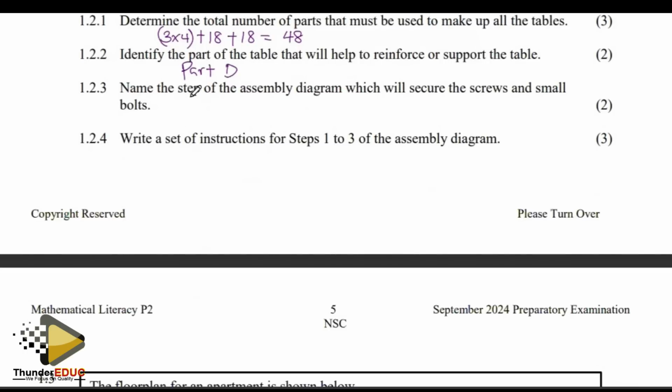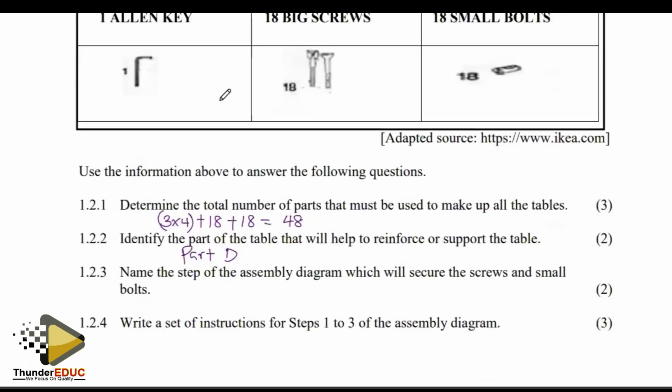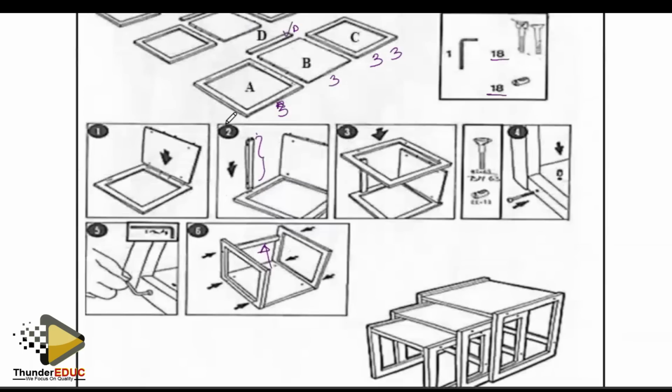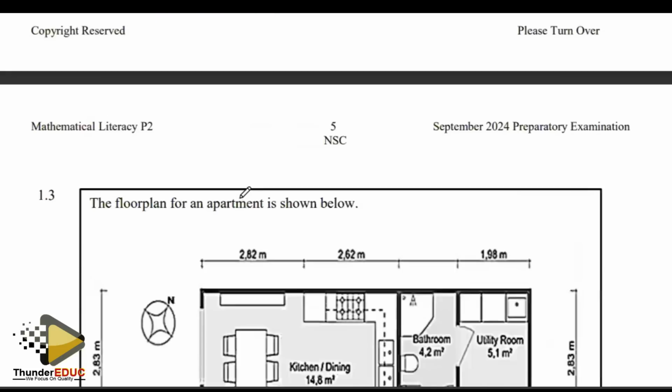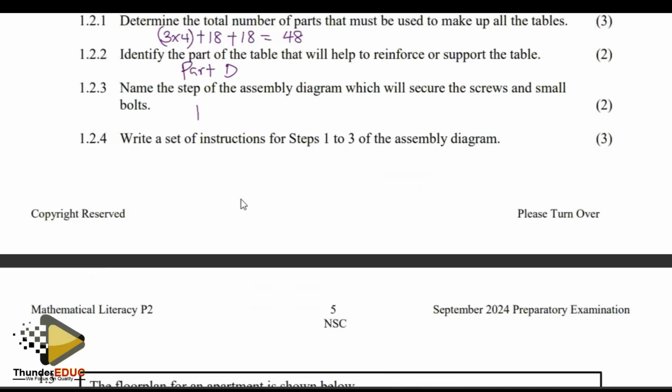Then name the step of the assembly diagram which will secure the screws and small bolts. The step that will secure this, here you are inserting them. They are not yet secure. In step 5, you are fastening. You're using what we call the Allen key. You're making them secure. You're making them tight. So it will be step 5.